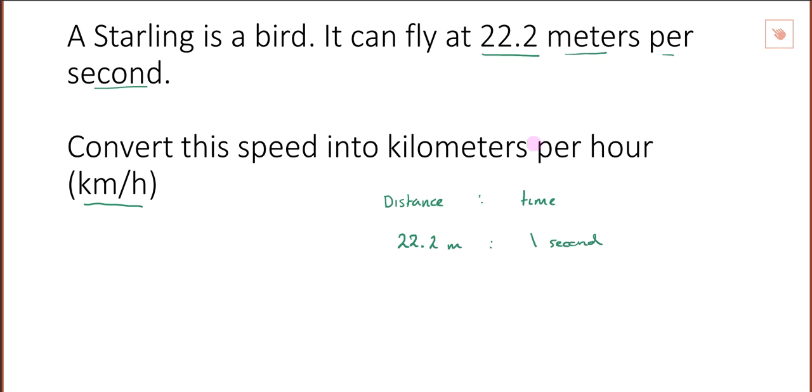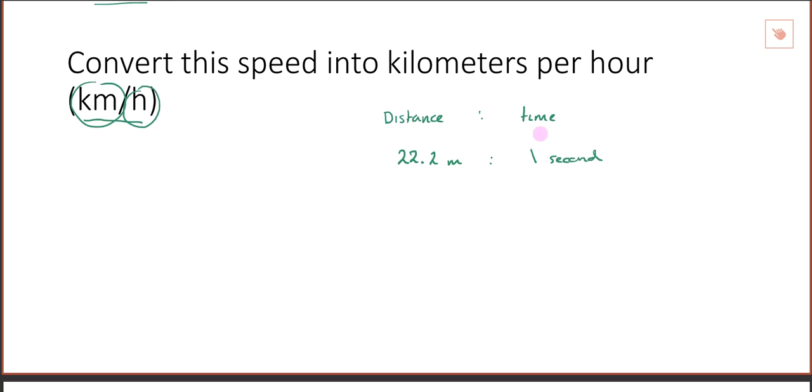But what I need is to change, so meters needs to be written as kilometers, and time needs to be written as hours. You can do either, but I'm going to go from time first. To go from 1 second up to 1 minute, I would have to multiply by 60 because there are 60 seconds in a minute. So if we can do that in 1 second, you'll be able to do 60 lots of that in 1 minute.